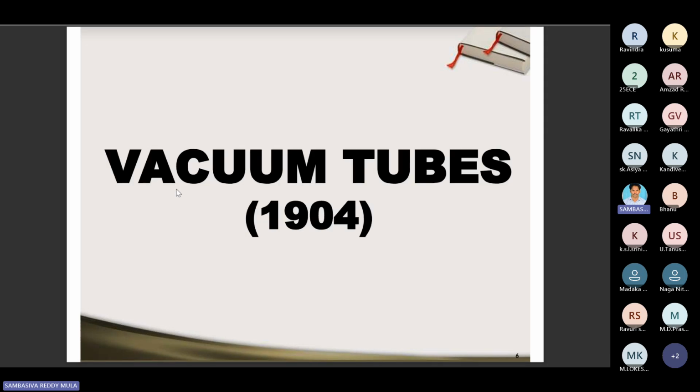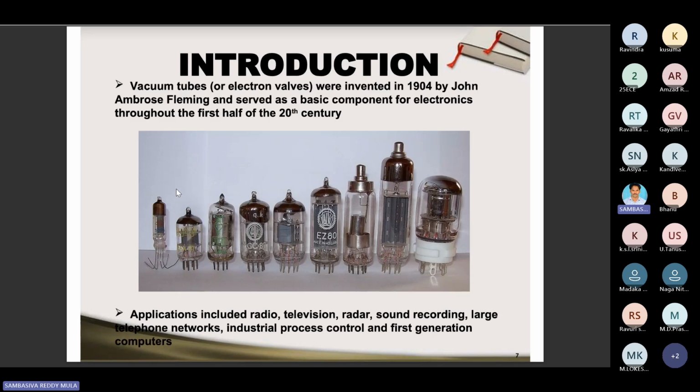So vacuum tubes started in the year 1904. These are the pictures of vacuum tubes, which have electrodes, the metallic contacts we can visualize. These are called electrodes. Vacuum tubes, the electron valves, were invented in 1904 by John Ambrose Fleming and served as a basic component for electronics throughout the first half of the 20th century, until the invention of the transistor in the 1950s.